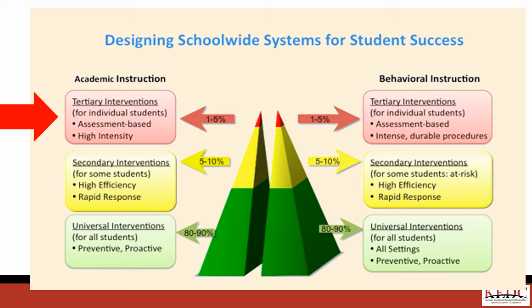Tier 3 interventions, also called tertiary interventions, are provided when students do not demonstrate sufficient progress with Tier 2 instruction. The intensity and frequency of interventions increase at the Tier 3 level and are typically provided to an individual student or in groups of 3 students or less.